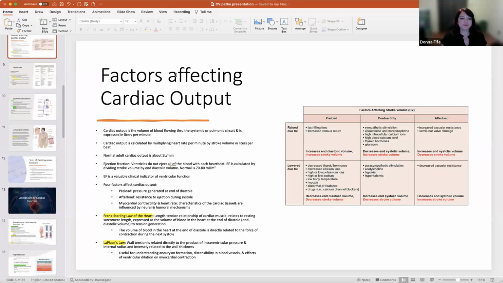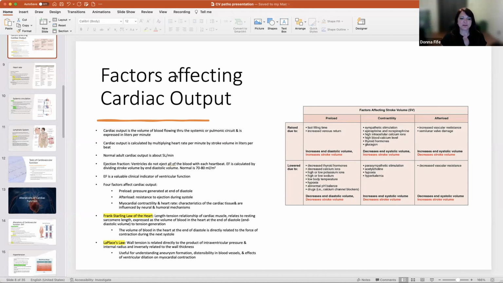And there's 4 factors that affect cardiac output. Preload, which is pressure generated at the end of diastole. Afterload, which is resistance to ejection during systole. And myocardial contractility and heart rate, which are characteristics of the cardiac tissue and are influenced by neural and humoral mechanisms.